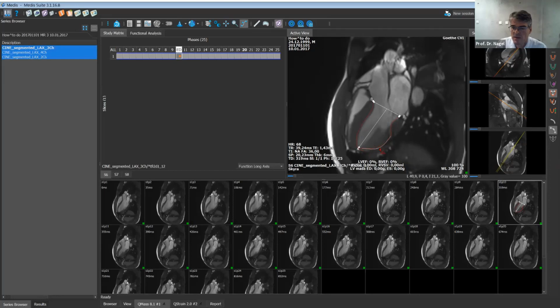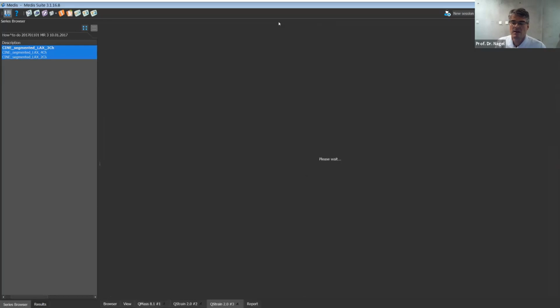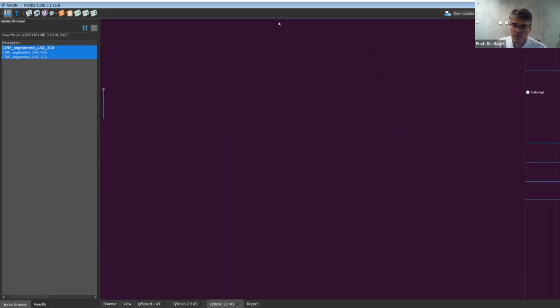So obviously when there are no contours available, then it has a bit of difficulty finding them, but if you look here at the cine, you will find that actually the contour I drew is relatively close to where you would really think the endocardium should be. Okay, and then we go back into the module. We load the cases again.